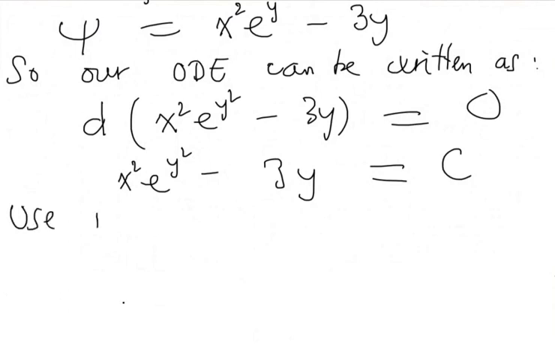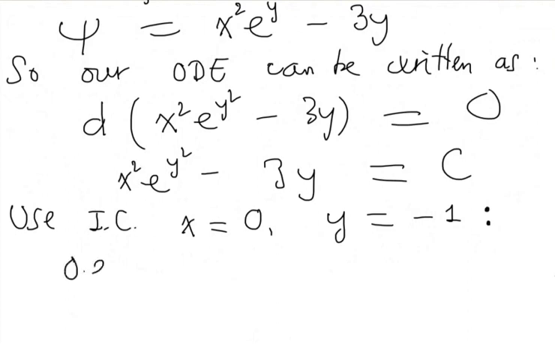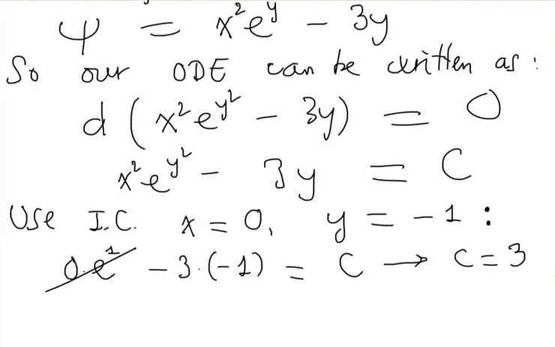But we are given the initial condition y(0) equal to -1, meaning that when x equals 0, y equals -1. Plug these values in, we have 0 times e to the 1 minus 3 times -1 equal to C. From here, we see that C is positive 3. Now we plug C equal to 3 back in.